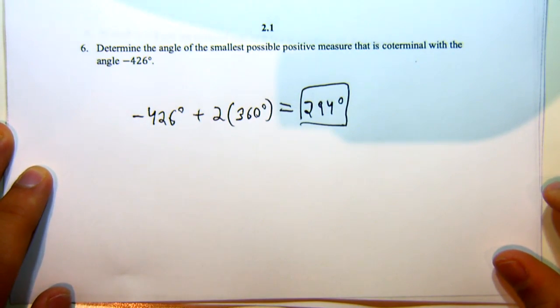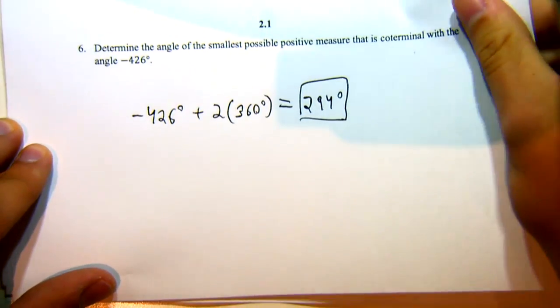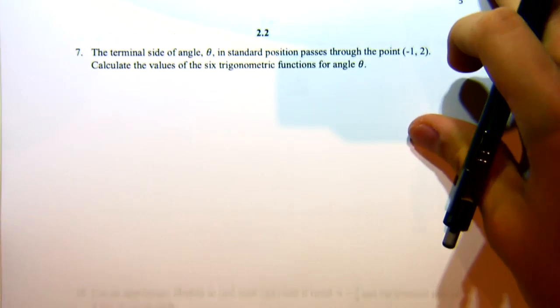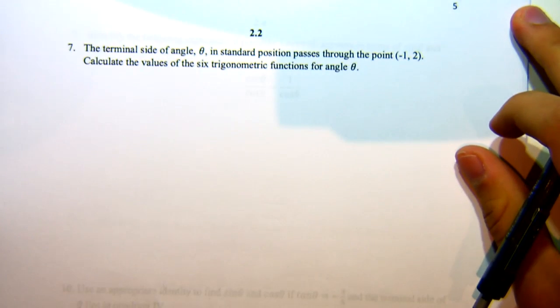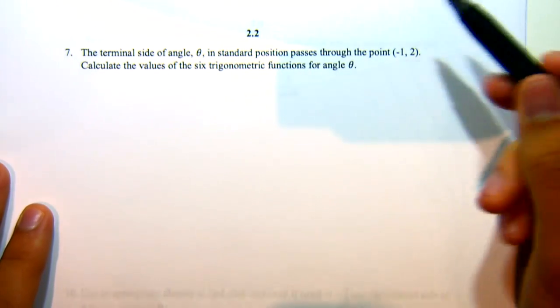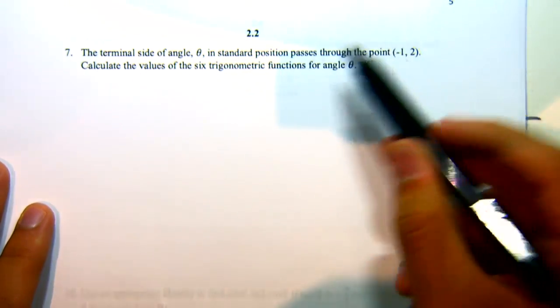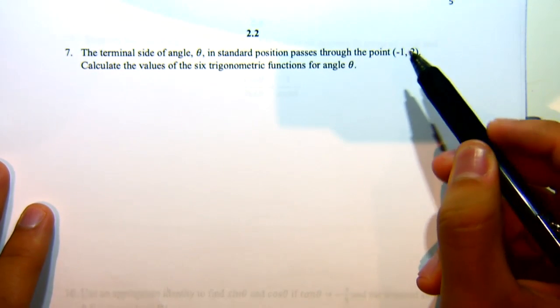All right, so that was kind of an easy problem. All right, let's go ahead and move on to 2.2. So the terminal side of angle theta in standard position passes through the point negative 1, 2, and we want to calculate the values of the 6 trigonometric functions for angle theta.